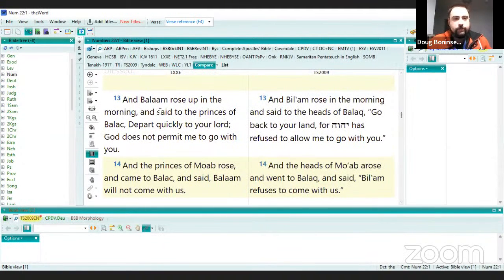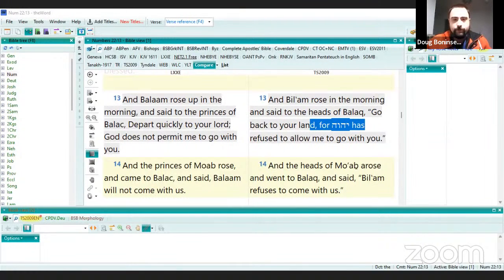And Balaam rose up in the morning and said to the princes of Balak, "Depart quickly to your master. Elohim does not permit me to go with you." So the difference here is the Masoretic actually honors the Father's name, which I do like. So I would say that's a point for the Masoretic there in that verse.